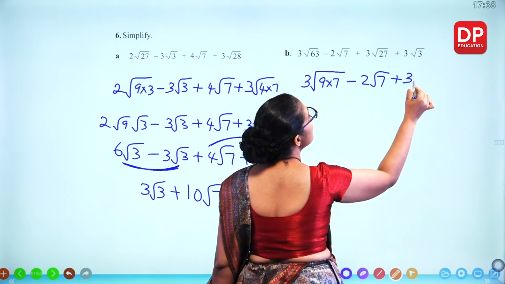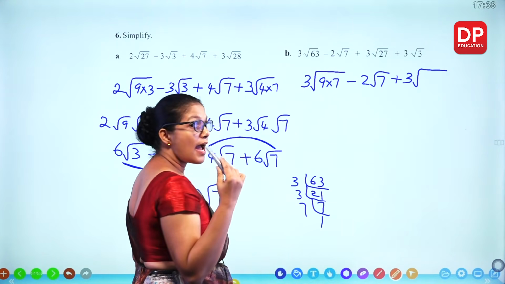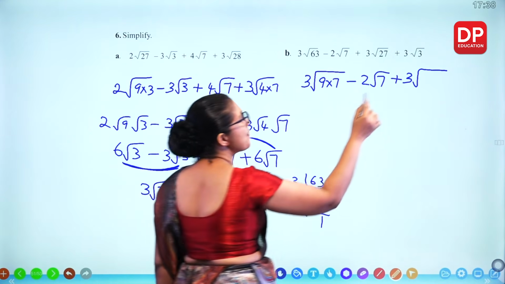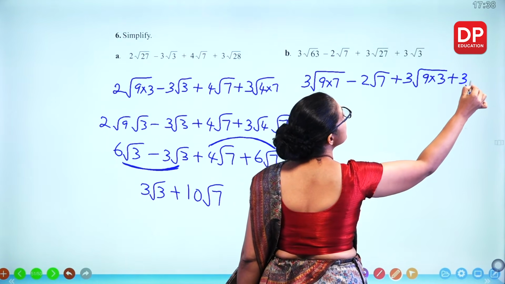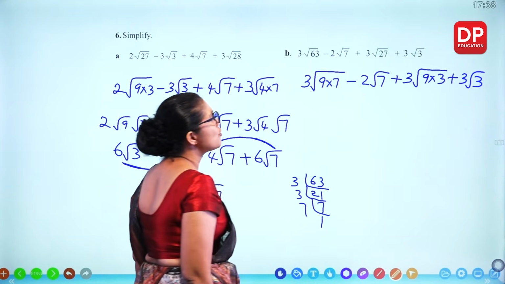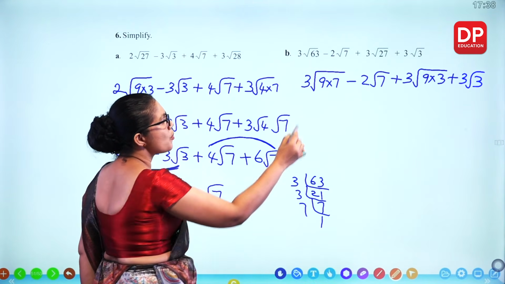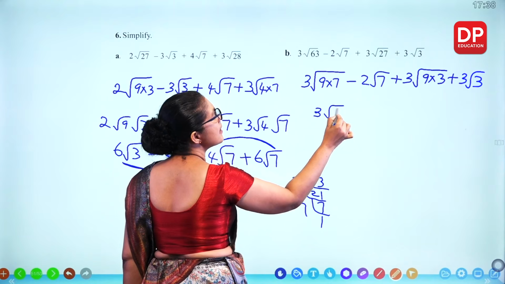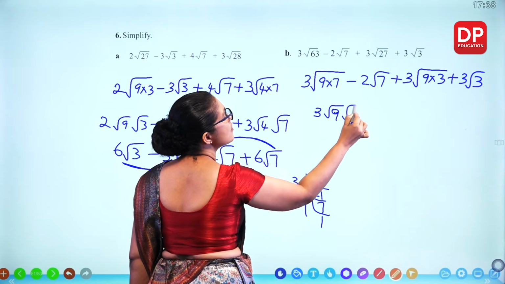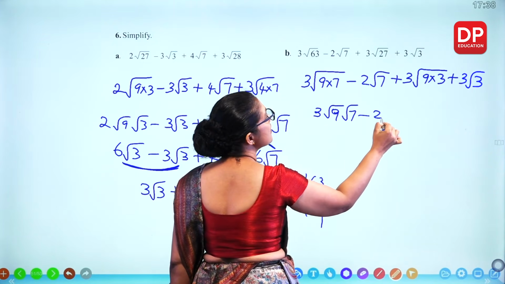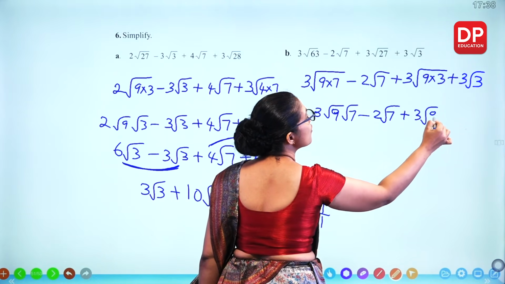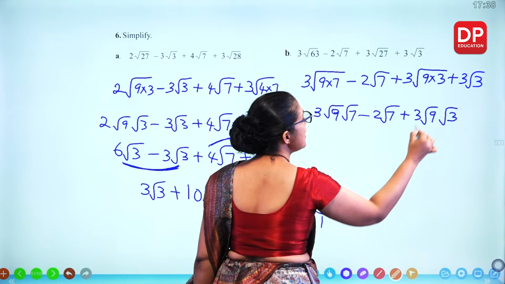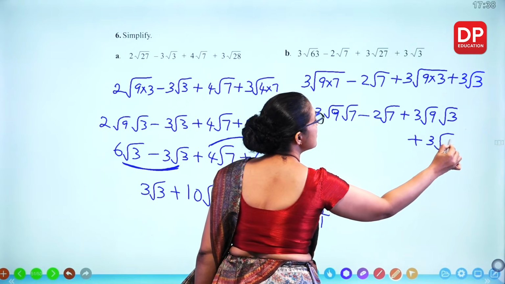27 again you can write as 9 times 3. This one you have to write as it is. Now try to simplify. Square root of 9 and square root of 7. This one, same thing. This one I can write square root of 9, square root of 3, and this one, same.